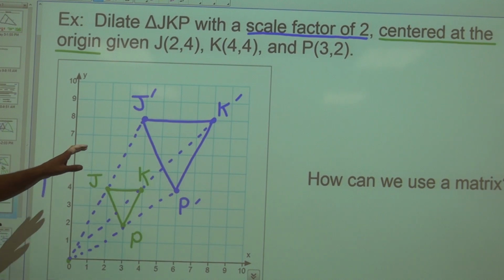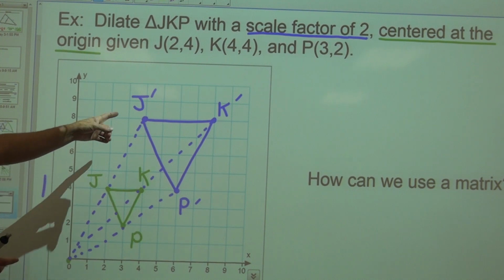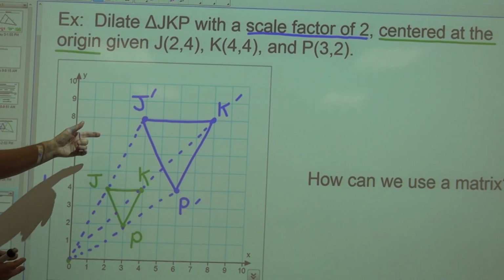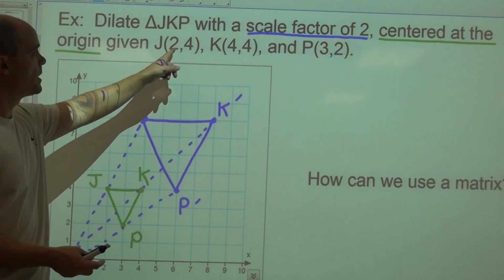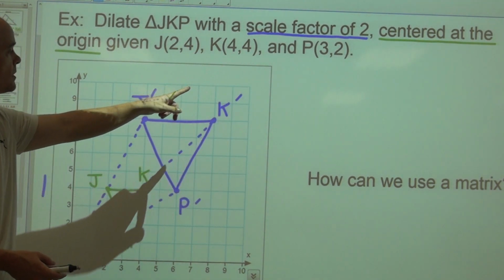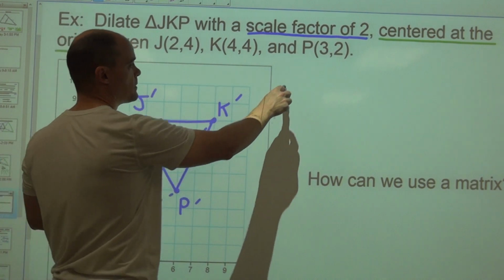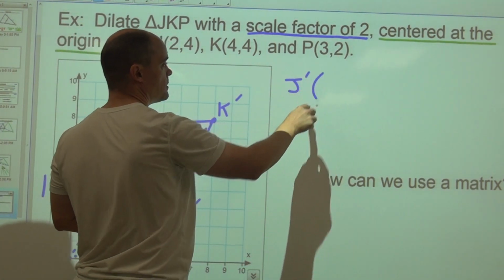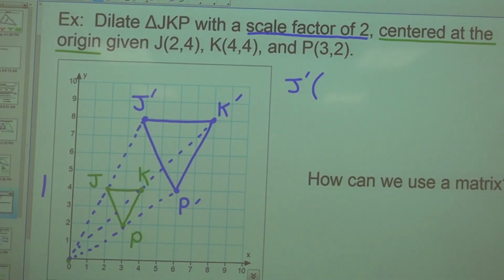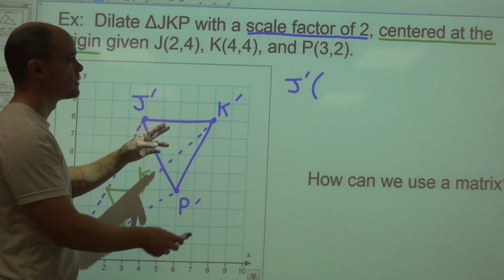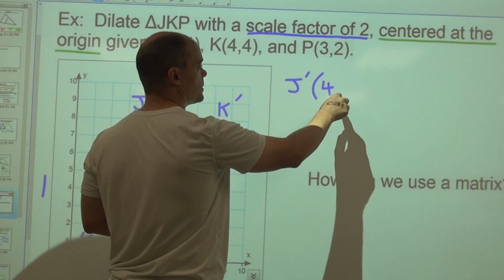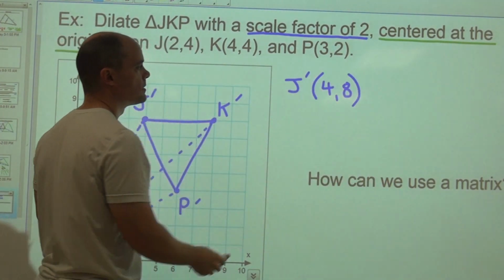Well, on an XY axis, you don't. You don't have to measure anything. Look at how these coordinates turned out. It's very easy to see the shortcut. Watch how fantastic this is. Here are my original coordinates. What did J prime turn out to be? What's J prime's new coordinate? Well, we're over 4 and we're up 8. Over 4 and up 8.